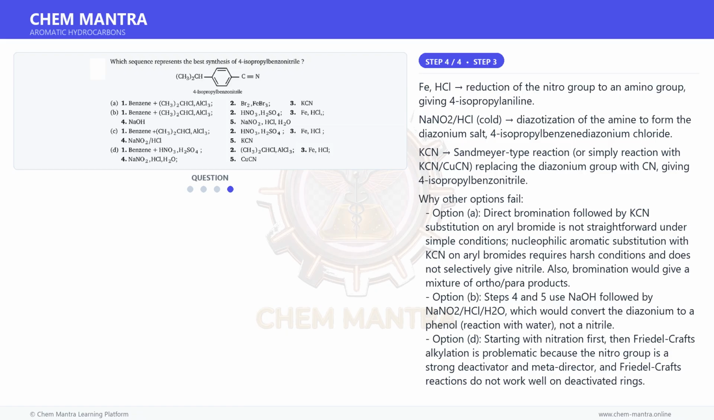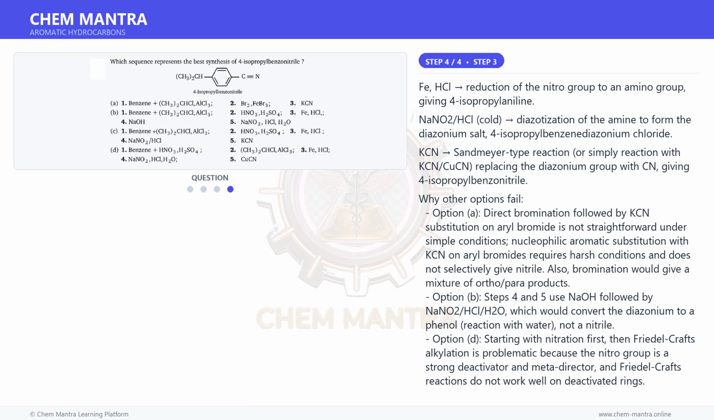Option B. Steps 4 and 5 use NaOH followed by NaNO2, HCl, H2O, which would convert the diazonium to a phenol, reaction with water, not a nitrile. Option D. Starting with nitration first, then Friedel-Crafts alkylation is problematic because the nitro group is a strong deactivator and meta director, and Friedel-Crafts reactions do not work well on deactivated rings. Additionally, step 5 uses CuCN, Sandmeyer, which could work, but the overall sequence is flawed due to the ordering issue.